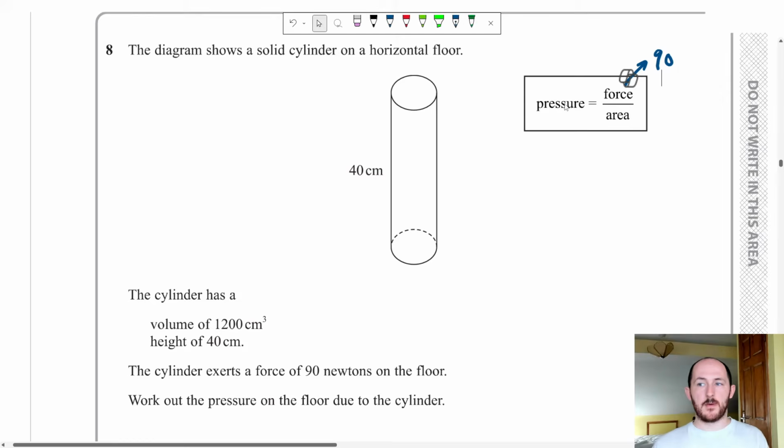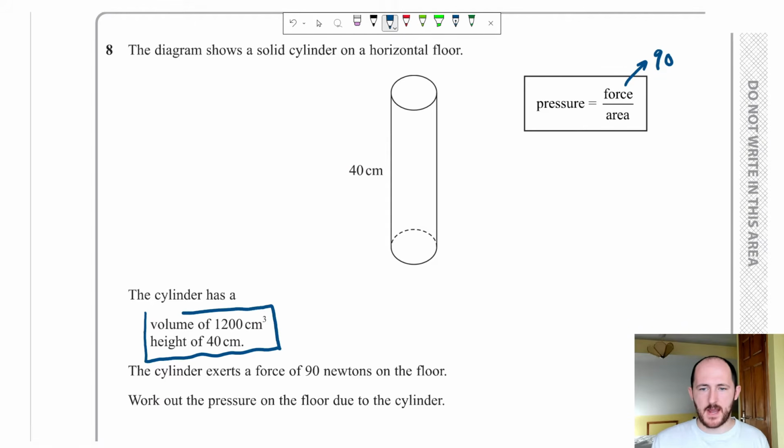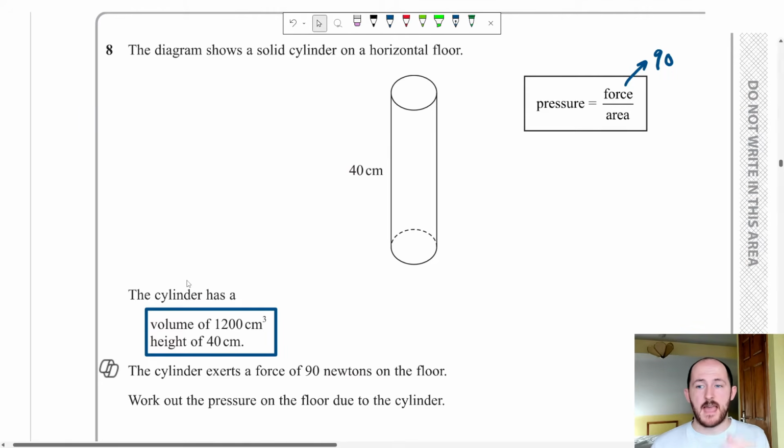Okay, and remember, pressure is force over area. Now, I only have the force at the moment, so I can't work it out yet. But let's have a look at what else they've given me. They've given me volume and height. So logically speaking, I need to use the volume and height to work out the area. And they've even been nicer in giving us a diagram and labeling the height to make it a little bit more obvious. So my question to you is this: how do you work out the volume of a cylinder?